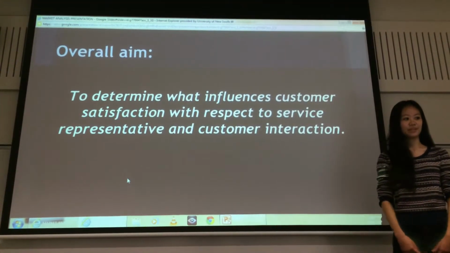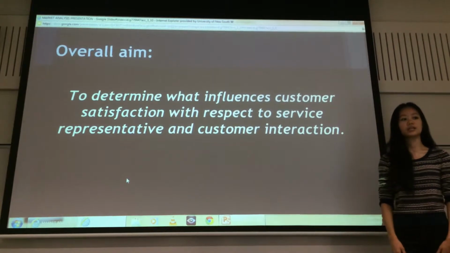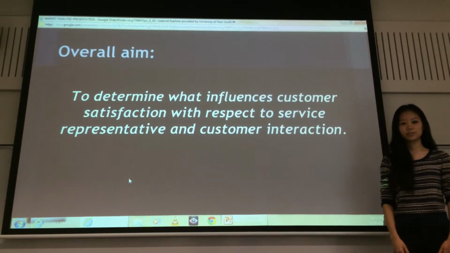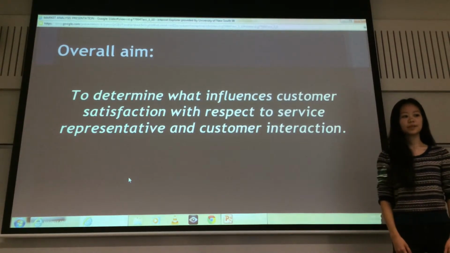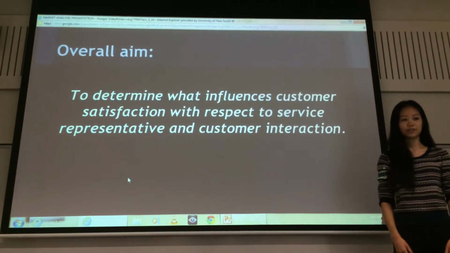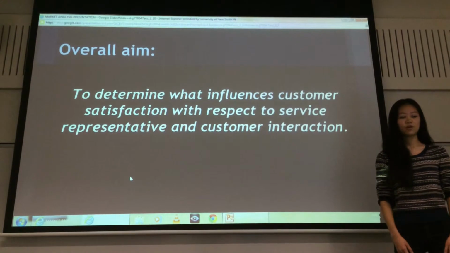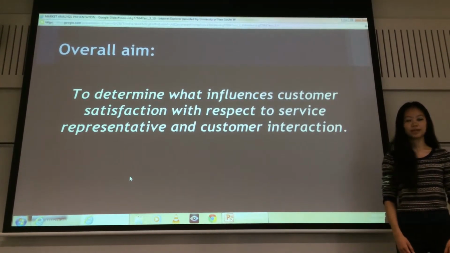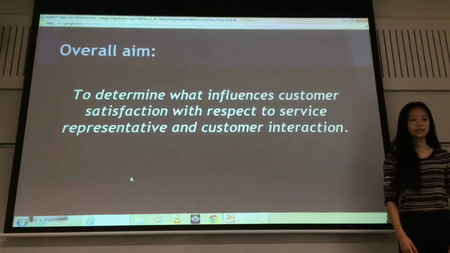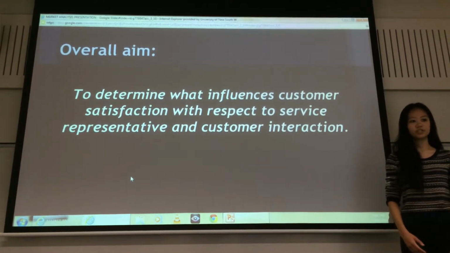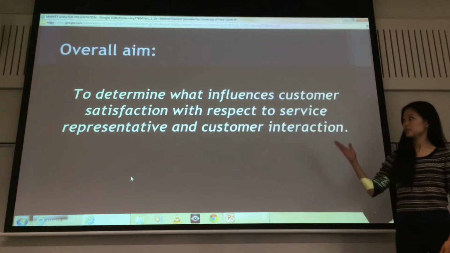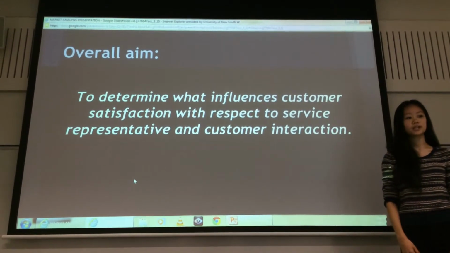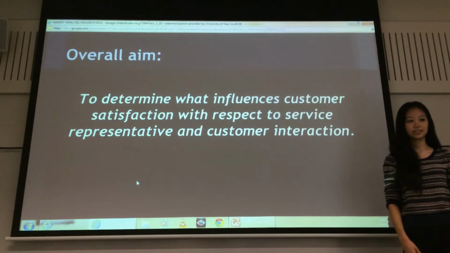Thus, our main aim is to determine what influences customer satisfaction with respect to service representative and customer interaction. This main aim will help us to understand what factors managers need to consider when making hiring decisions and how to exploit these factors in order to maximise customer satisfaction. So in order to make recommendations, we broke down this overarching aim into 5 more specific objectives for which we can conduct statistical tests for our final analysis.